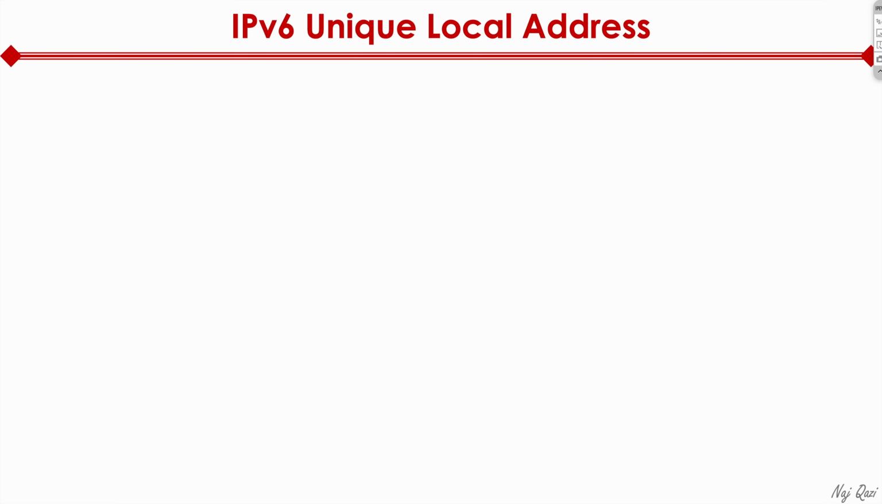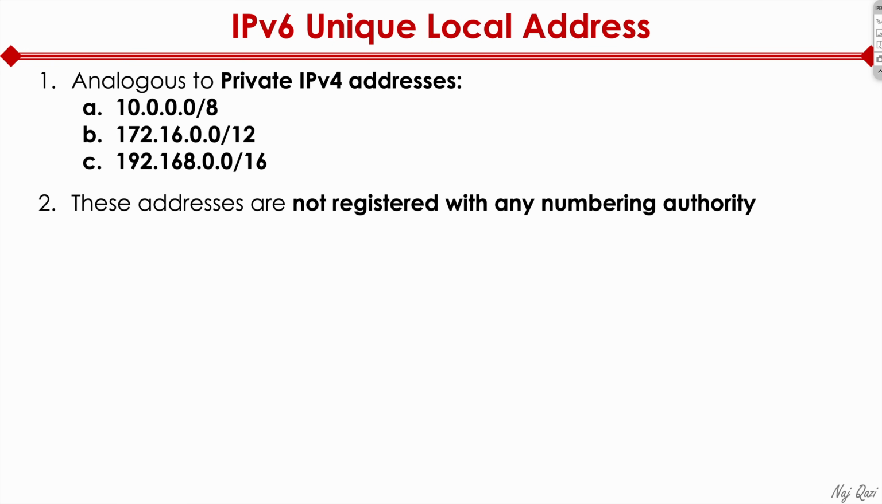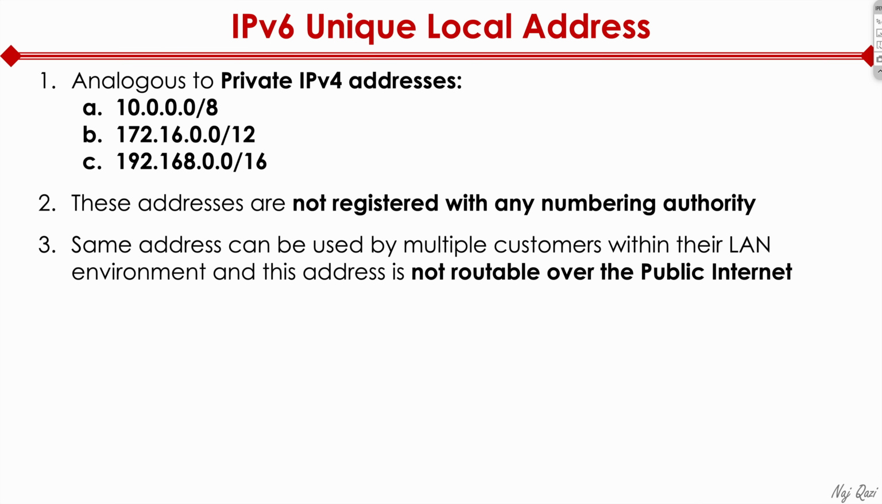Now let's talk about IPv6 unique local addresses. These are analogous to IPv4 private IP addresses. So you guys remember 10.0.0.0/8 and 172.16.0.0/12 and 192.168.0.0/16. That's exactly what the unique local addresses are for, which means they're not routable on the internet, and they're not registered with any numbering authority. They're only valid on your local LAN.